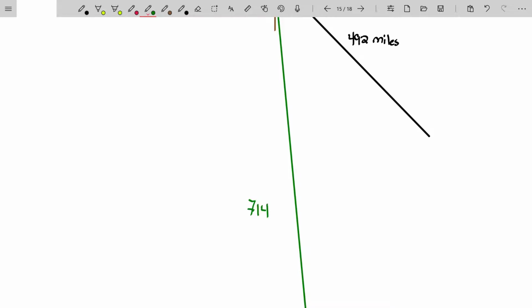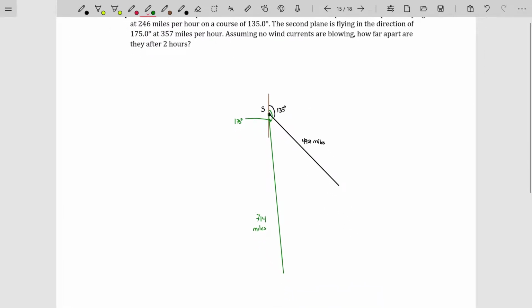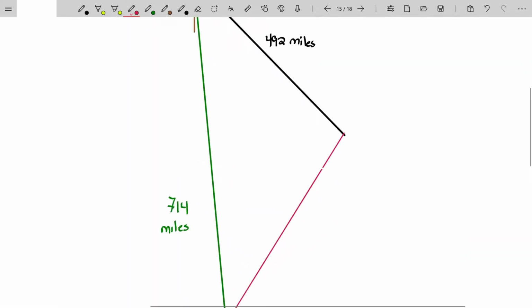714 miles is that length right there. So I have that drawing. Assuming no wind currents are blowing, how far apart are these planes after 2 hours? That is, what is that red distance? That's really what we want to know.